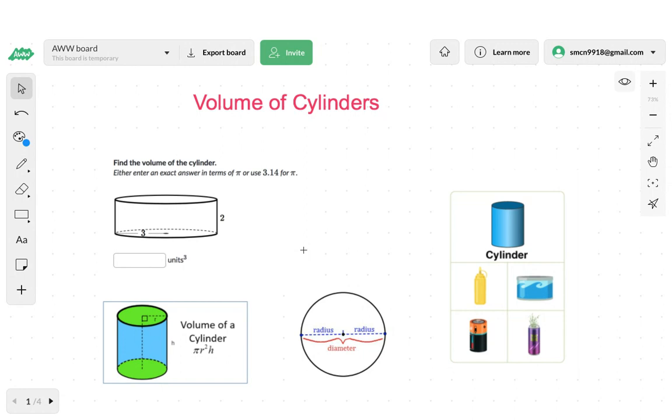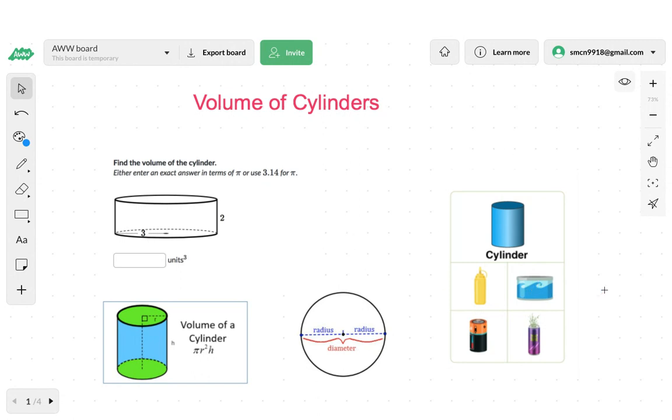And the first two we're going to focus on is the volume of cylinders, which I have here, and then the volume of spheres, okay? So this is going to be straight formula work. I'm going to show you exactly how it works. I also wanted to give you examples of cylinders.